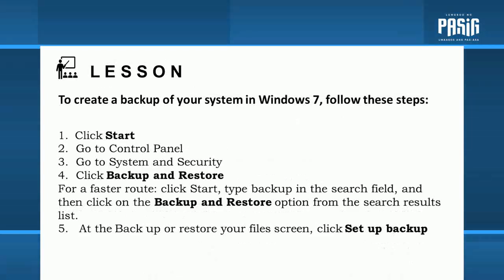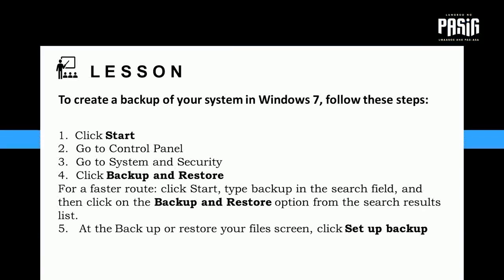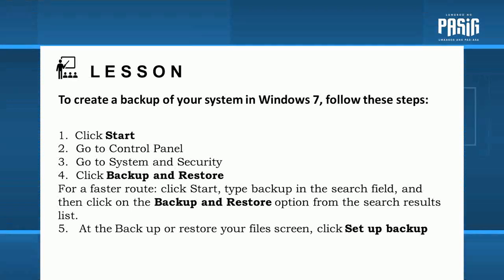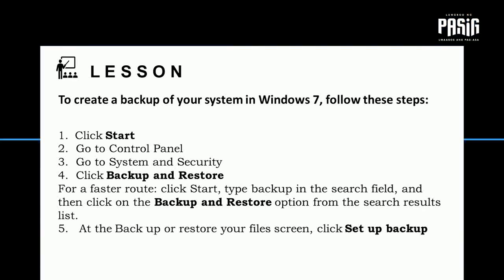To create a backup of your system in Windows 7, follow these steps. 1. Click Start. 2. Go to Control Panel. 3. Go to System and Security. 4. Click Backup and Restore. Then, for a faster route, click Start, type Backup in the search field, and then click on the Backup and Restore option from the search results list.